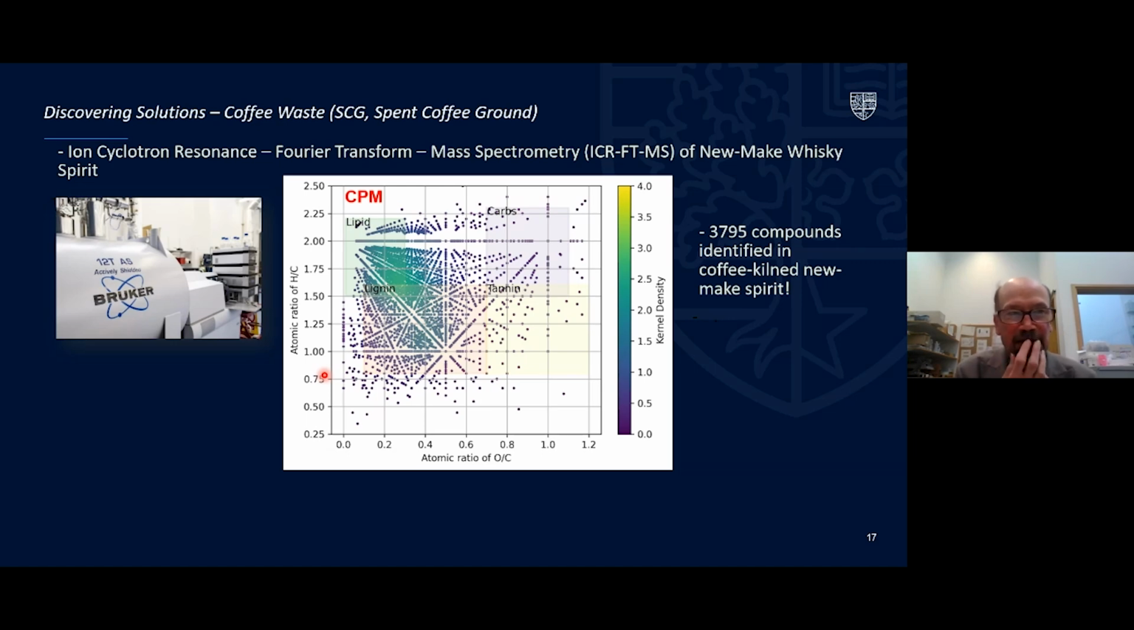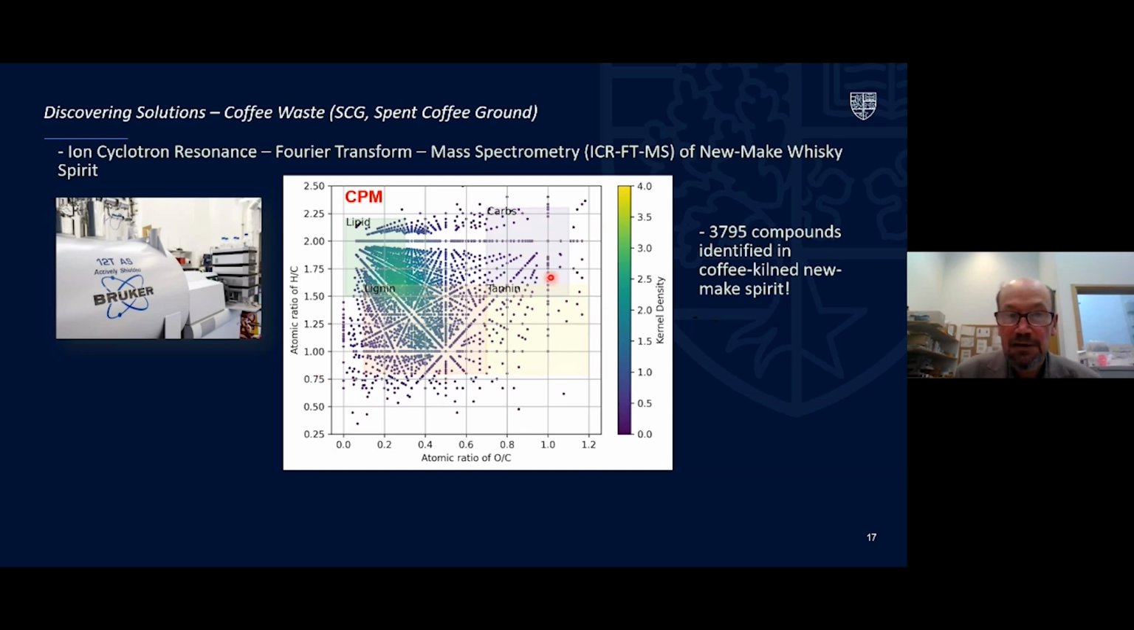It's a technique called ion cyclotron resonance mass spec, ICR-FTMS. This is a remarkable technique and has almost unbelievable sensitivity at picking up traces of many compounds. It uses a cyclotron, which is a kind of particle accelerator, to separate chemical species before they're analyzed by mass spec detectors. And it can identify huge numbers of small molecules.